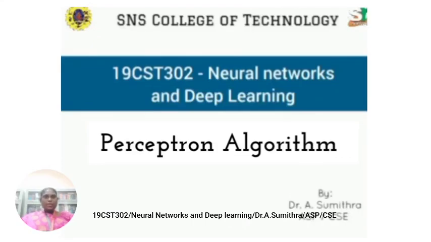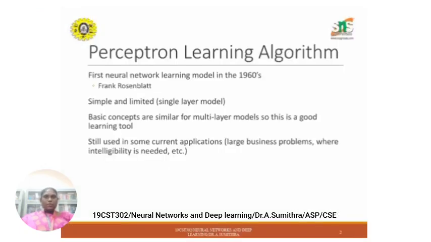I'm Dr. Sumitra. Today we are going to discuss the perceptron algorithm. The perceptron algorithm, a foundational concept in neural networks, serves as a bedrock upon which our more complex models are built. Developed by Frank Rosenblatt in 1957, the perceptron represents the simplest form of neural network, capturing the essence of how an individual neuron processes information.